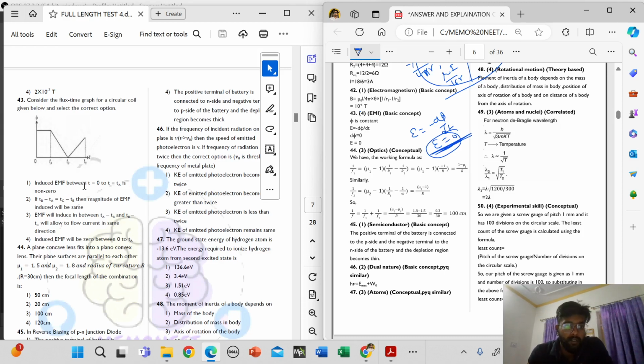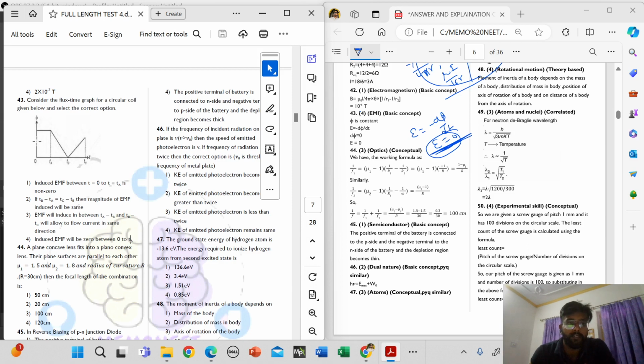So see the options. Induced EMF between t equal to 0 to t is non-zero. Now it is 0, so this is not correct. At t equal to t the magnitude of EMF induced will be the same. That we have not checked. Move to the next option. EMF will induce and allow the current to flow in the same direction. Induced EMF will be 0 between 0 to t. Yes, this option is correct. Option number 4. Next question.